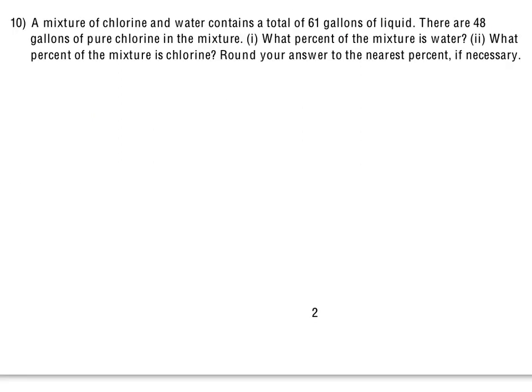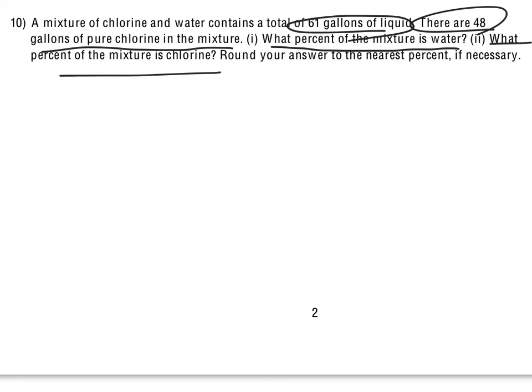And the last one, number 10, we've got a mixture of chlorine and water. It's a total of 61 gallons of liquid. There are 48 gallons of pure chlorine in the mixture. The question, what percent of the mixture is water? So that's part 1. And what percent of the mixture is chlorine? And we can round our answer to the nearest percent.